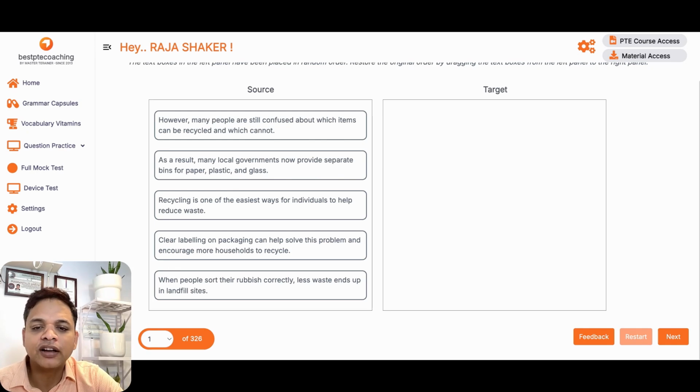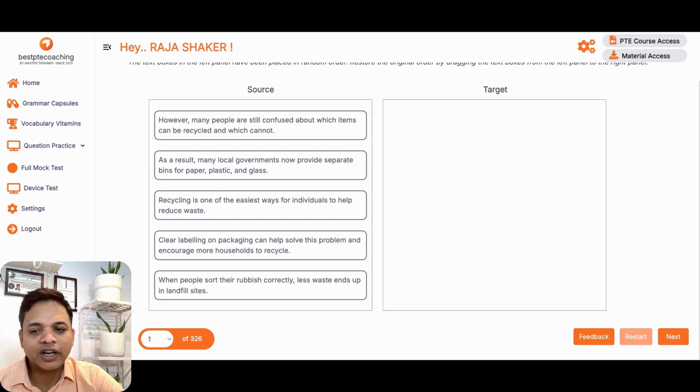However, many people are still confused about which items can be recycled and which cannot. So it's about recycling. I understood the topic. However, it cannot be the topic sentence. Second one, "as a result" cannot generally start the communication, right? The first sentence cannot have "as a result".